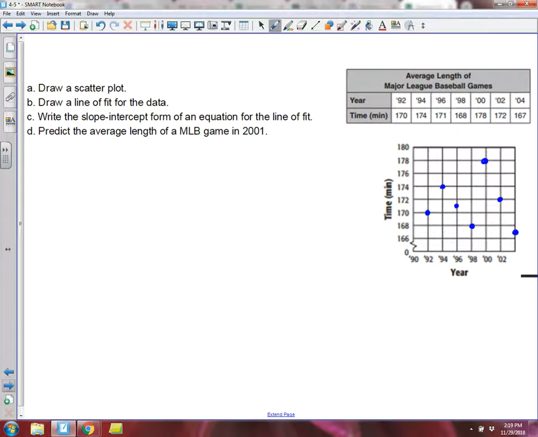If there's no correlation, can I draw a line of best fit? No, I can't, because they're everywhere, aren't they? So I cannot complete any more of this problem. I would stop, and I would write down there is no correlation. Okay, I cannot do a line of best fit if there is no correlation.